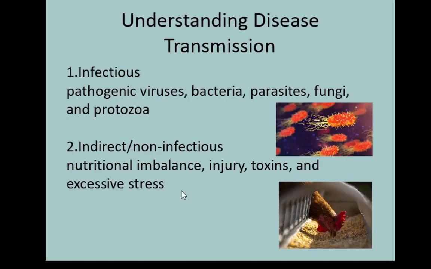To effectively talk about poultry health and management, we should understand disease transmission. So how is disease transmitted? There is an infectious way of transmitting disease, and there's also an indirect or non-infectious way. For infectious, this would include pathogenic viruses, bacteria, parasites, fungi, and protozoa. Indirect or non-infectious diseases are caused by nutritional imbalance, injury, toxins, and excessive stress.